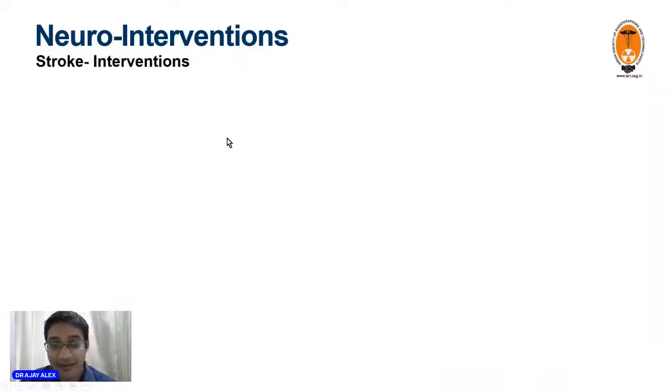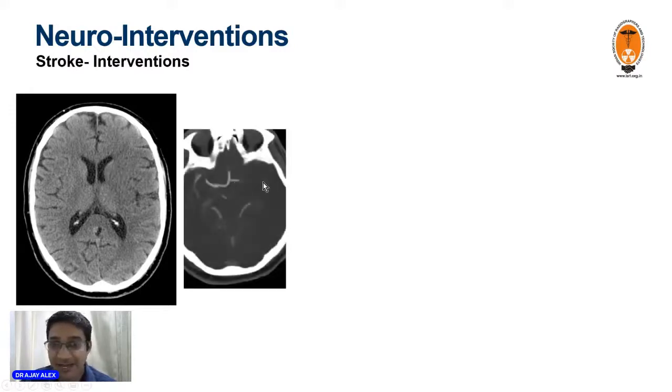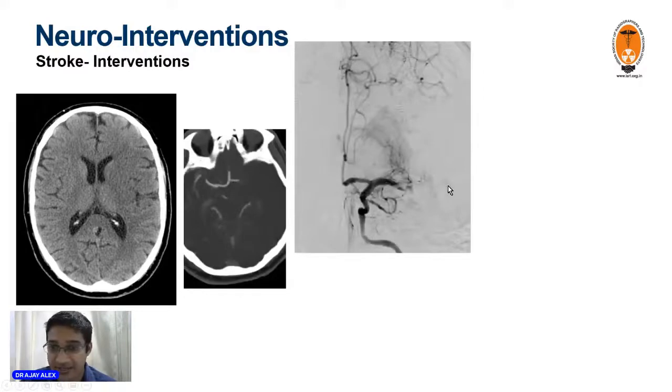Now, one of the other emergency indications of actually doing intervention is in stroke, acute stroke cases, wherein this was a case of a 52-year-old dyslipidemic patient who presented with right hemiplegia with CT showing left lentiform nucleus to be obliterated. The CT angio showed cutoff of the left MCA, the same confirmed on DSA.